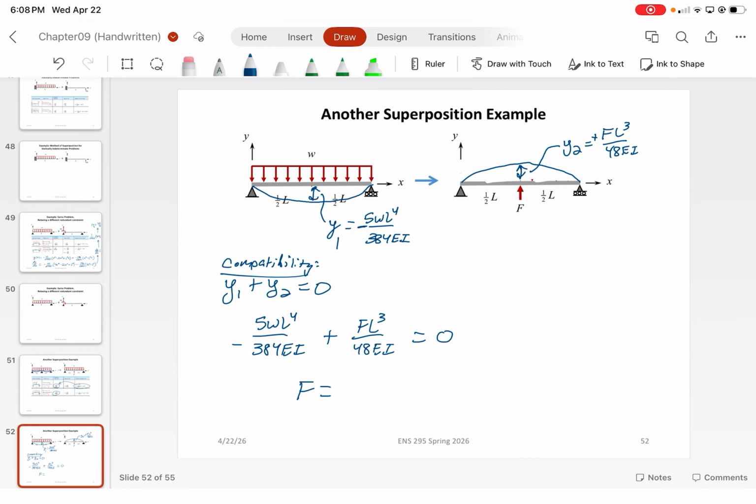Are there any questions about how that's obtained? Just keep in mind, whenever you're applying compatibility, you cannot just simply use whatever deflection equation. It's always whatever the value of the deflection is at the point. So the points always have to share the same value. Or not the same value, but the same x coordinate, right?